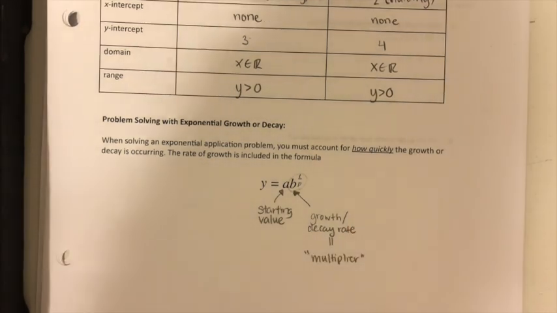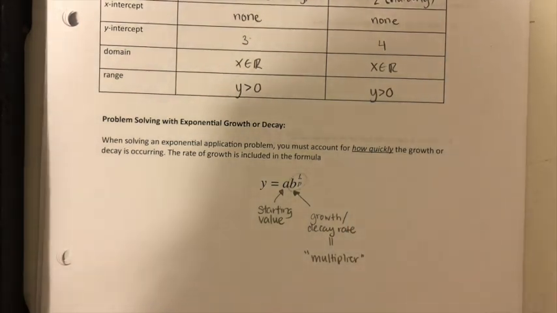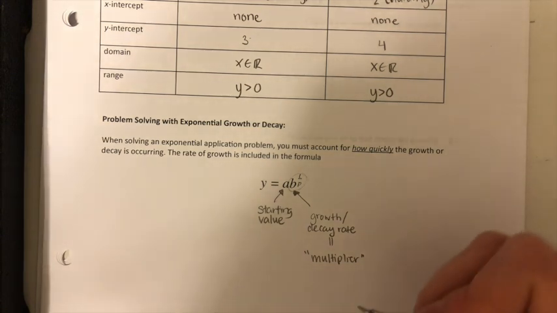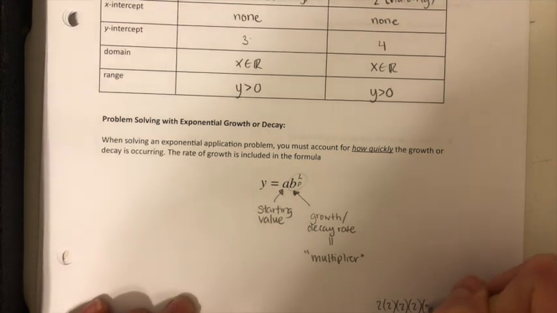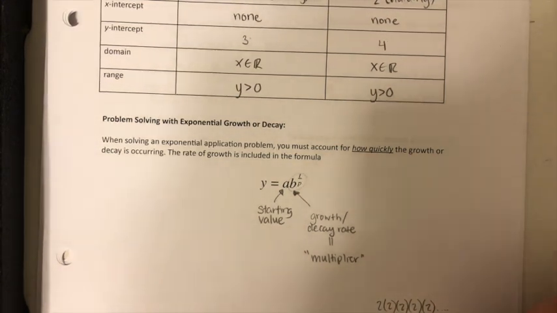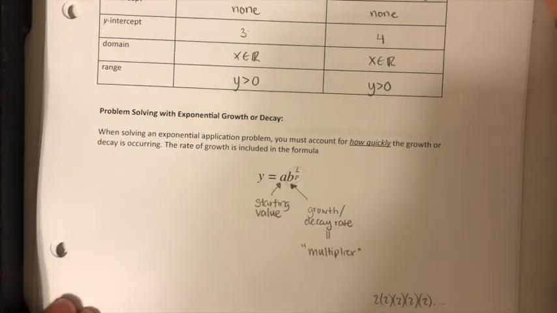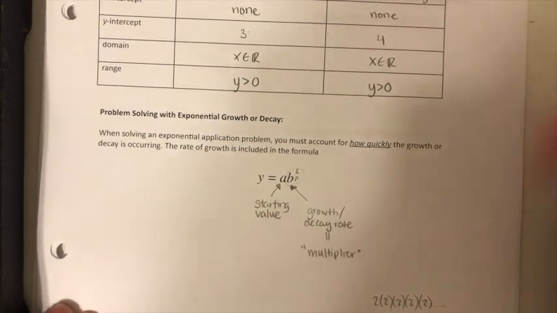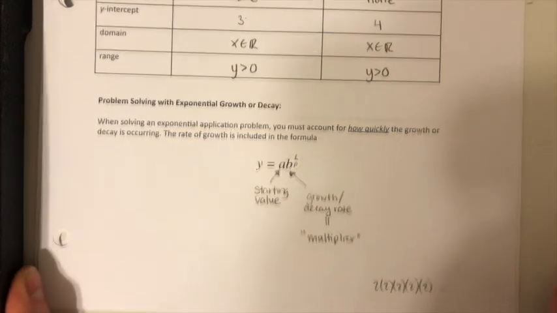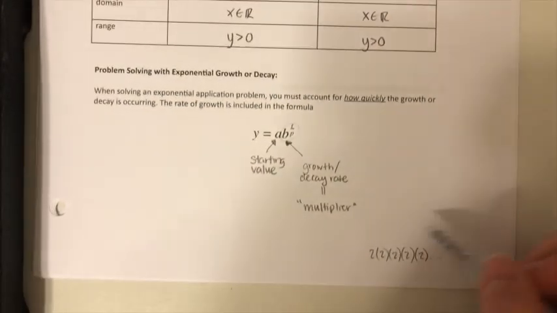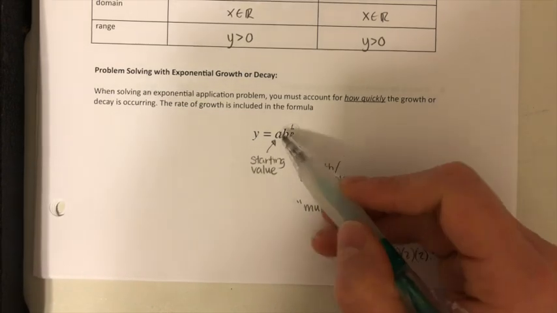So for every hour that goes by, usually it's time, for every hour that passes, it multiplies by 2. So it would be times 2, times 2, times 2, times 2, times 2, for however many hours you have. And that's where we see that exponent, right? It's 2 times 2 times 2. It's that repetitive multiplication. Okay, so whatever your multiplier is, if it's like doubling or halving or whatever, it's going to look something like that because of that power.